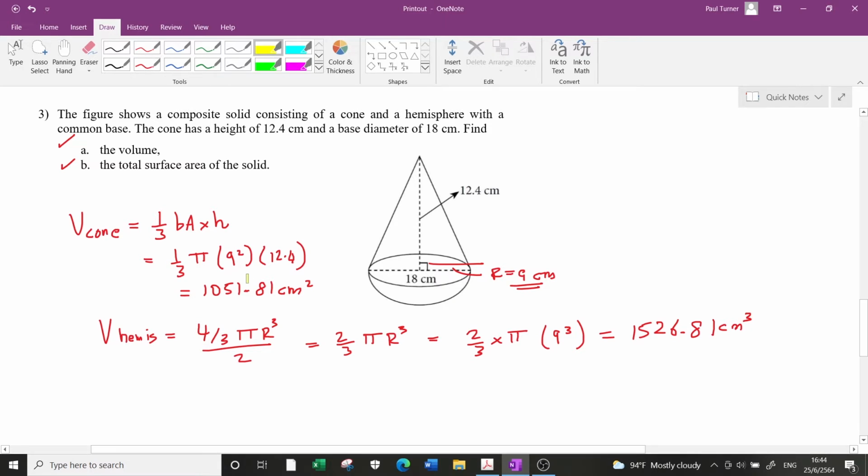Okay, so we've got our cone here and we've got our hemisphere. So we add those two numbers. So the total volume is the sum of those two numbers, which is 2578.62 cm cubed. Okay, so that's the volume of the solid.